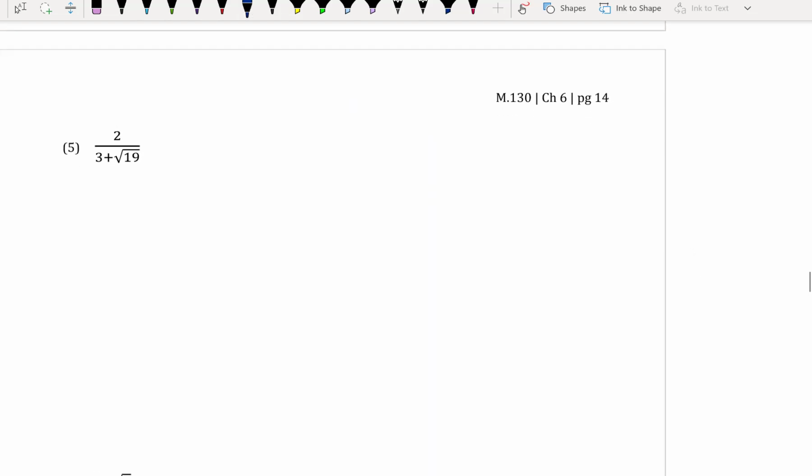So now for number 5, we're switching gears a little bit. Now what's going on is we are dividing by a binomial with a radical. So what we have to multiply now, top and bottom, is going to be the conjugate. So the conjugate is, let's say for example, if I have a plus b, then the conjugate would be a minus b. So what happens is just that the sign in the middle changes.